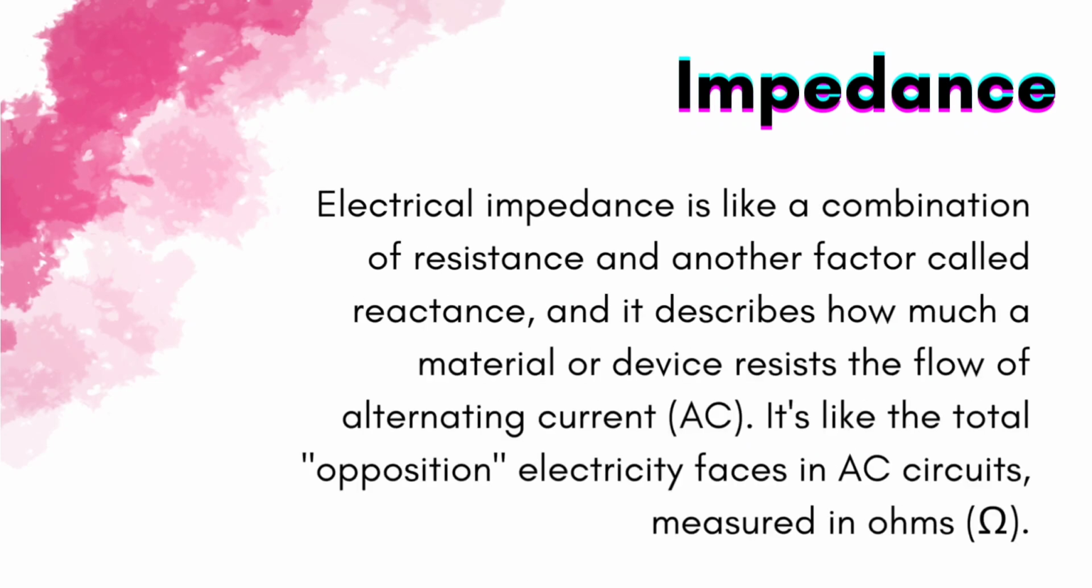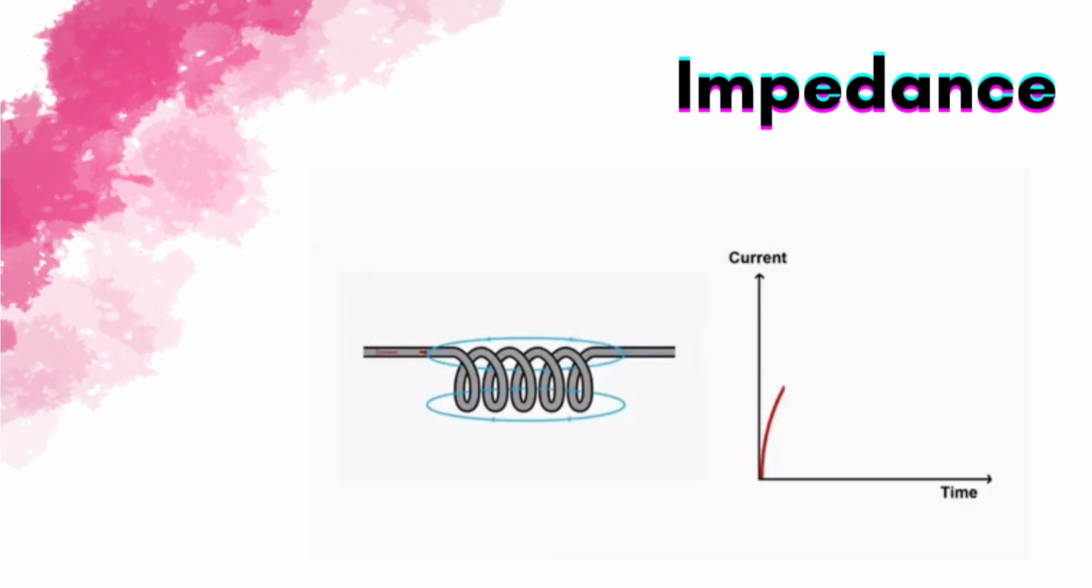Electrical impedance is like a combination of resistance and another factor called reactance, and it describes how much a material or device resists the flow of alternating current, AC. It's like the total opposition electricity faces in AC circuits, measured in ohms, omega.